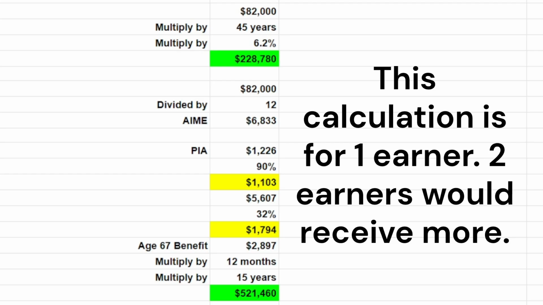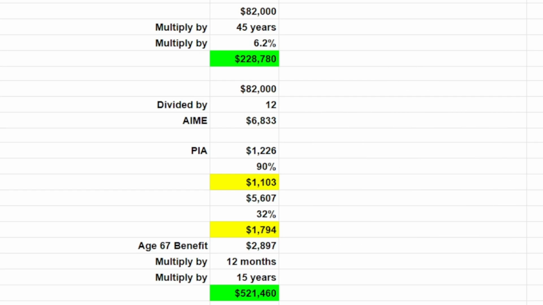To determine the Social Security benefit, I used the $82,000 divided by 12 to come up with the average indexed monthly earnings. This gets calculated over the entire working career of the individual. It takes the highest 35 years of earnings and determines the average indexed monthly earnings. But what I'm looking at is someone who is earning the median, or a household earning the median, which gives me $6,833. To calculate the primary insurance amount, for the first $1,226, the benefit is 90% of that, which is $1,103, and this is monthly.